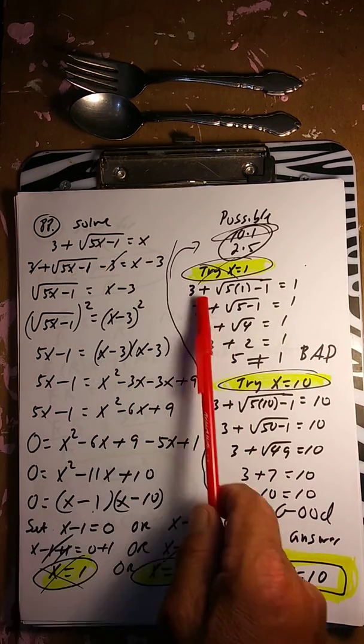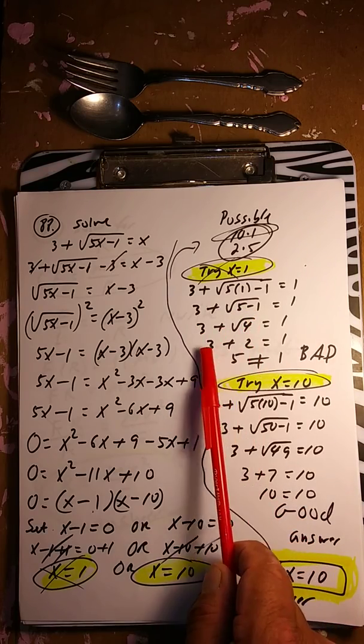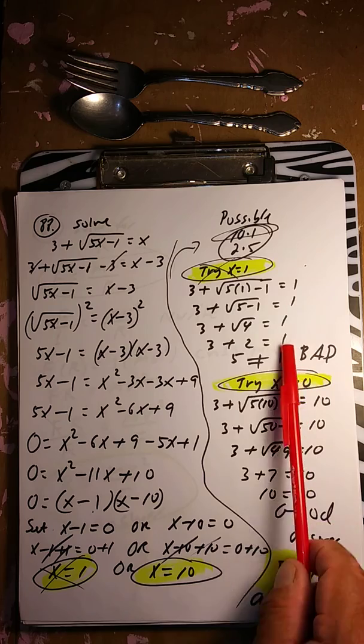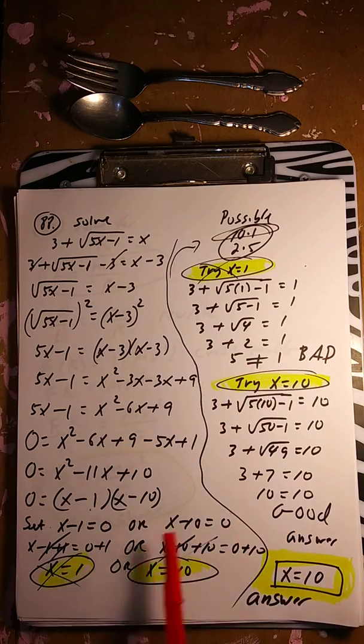In the original problem, 5 times 1 is 5. 5 minus 1 is 4. Square root of 4 is 2. So 3 plus 2 is 5. But the other side is 1. No, bad. That doesn't work. So 1 does not work.